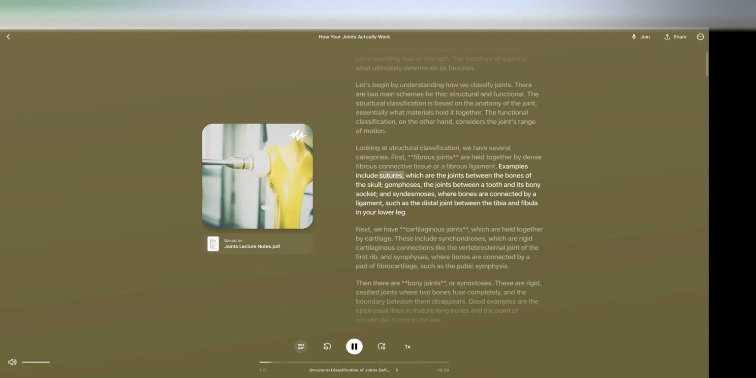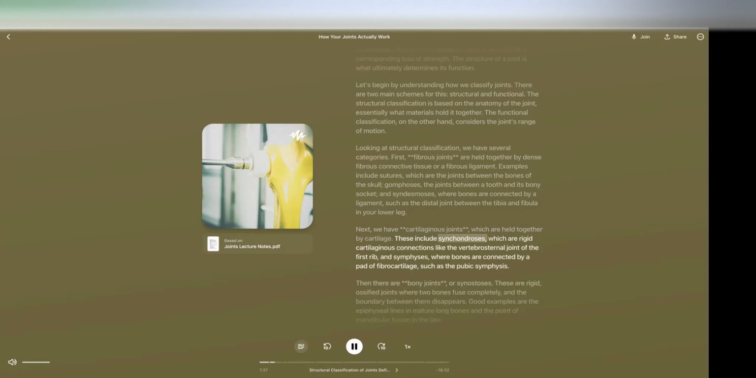Examples include sutures, which are the joints between the bones of the skull, gomphoses, the joints between a tooth and its bony socket, and syndesmoses, where bones are connected by a ligament, such as the distal joint between the tibia and fibula in your lower leg. Next, we have cartilaginous joints, which are held together by cartilage.